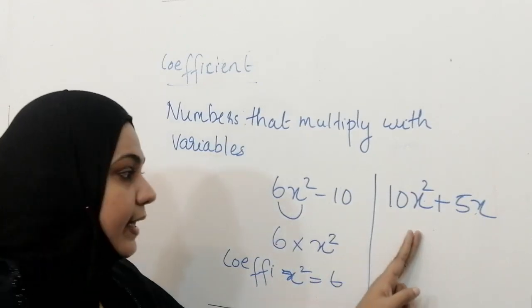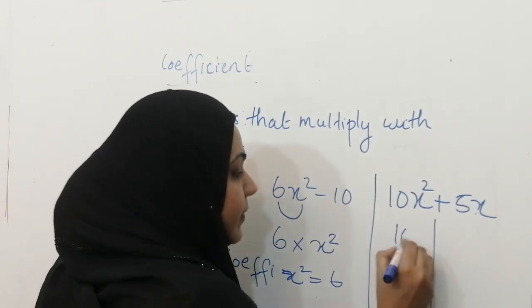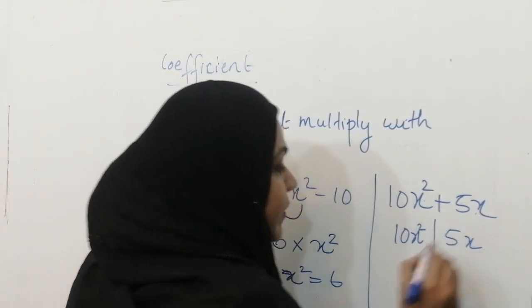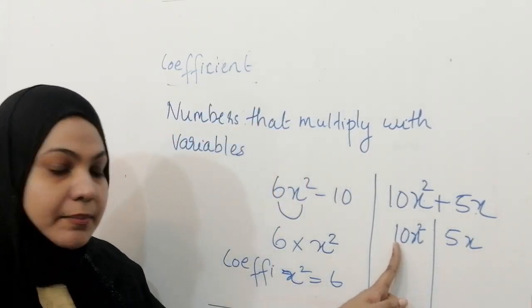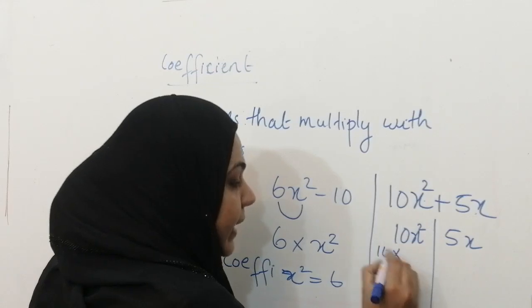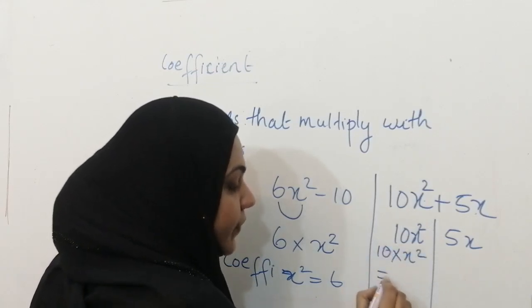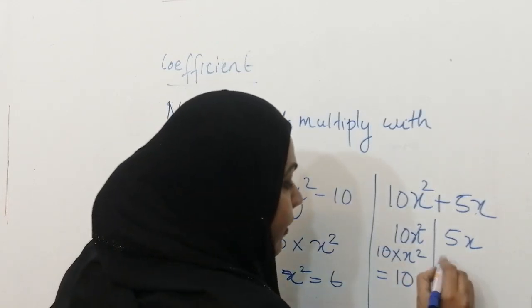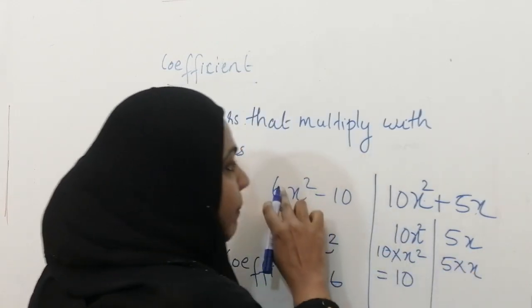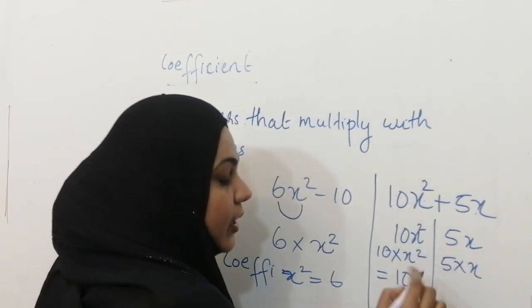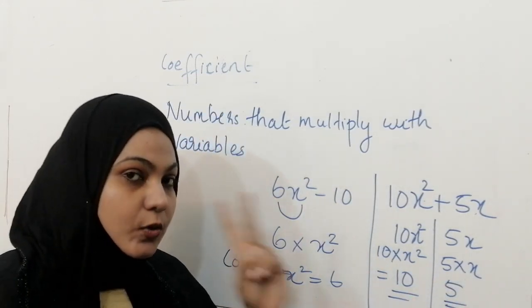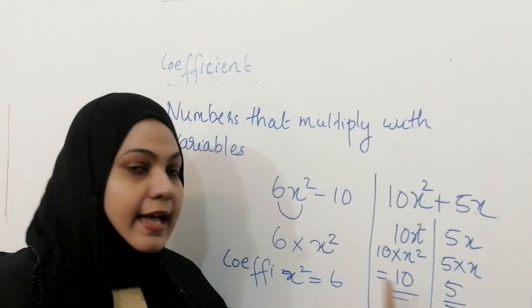How many terms are here? First term is 10x square and the second term is 5x. So what is the coefficient of first term? 10 multiplied by x square. So what is the coefficient here? 10. And in second term, what is the coefficient? 5 into x. So the number multiplied with the variable is called coefficient. So 5 is the coefficient. In this question, there are two coefficients, that is 10 and 5.